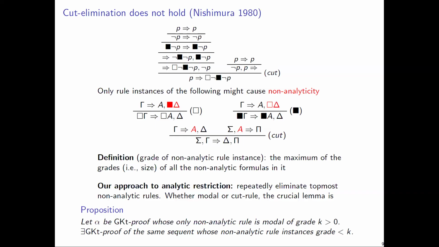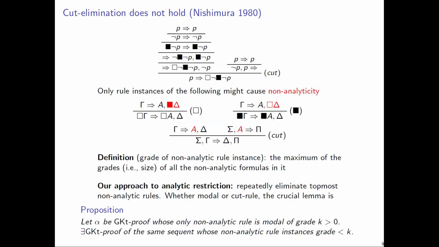The question is, how bad should these cuts be? We can see that there are only 3 rules that are going to do bad things, cause non-analyticity, or cause strange formulas to come into the proof. One is the white box and the black box for the reason I mentioned, and of course there's a cut rule around as well, which can introduce something strange. So let's measure things to try to see how we can remove them.